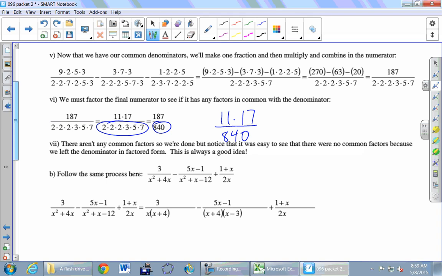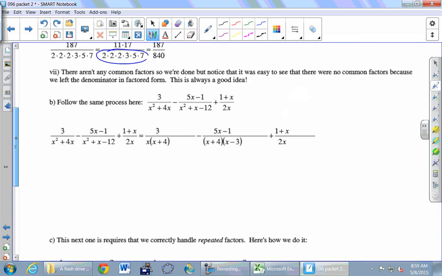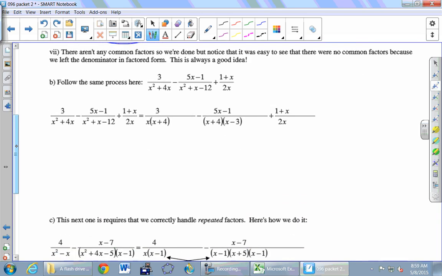The top can't be reduced anymore. We've got primes on the top, but I don't know off the top of my head if 11 goes into 840, and I don't know if 17 goes into 840, which means 840 is not a good version of this number to be looking at. Way better was to leave it in factored form, right? If it's factored, then it's obvious whether or not you have common factors. So avoid the temptation to multiply out on the bottom. We're never going to be multiplying on the bottom. Okay, so that is how we do building an LCD with numbers.